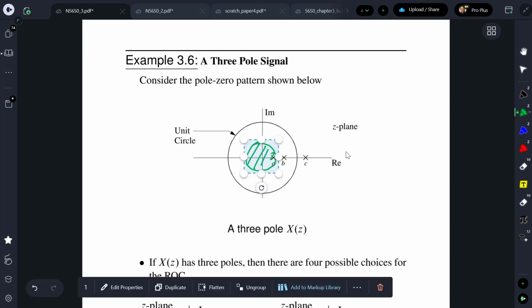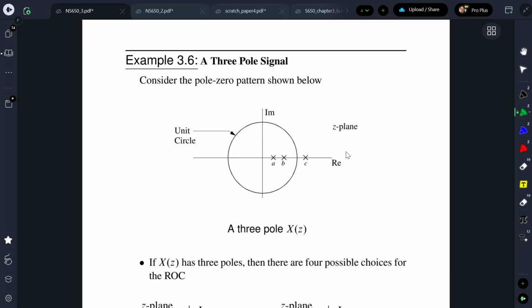Then we have the mixed cases. So how many mixed cases exist? If we have the interior, the smallest, the exterior, the largest, then we have two other annular regions that are between A and B and between B and C.